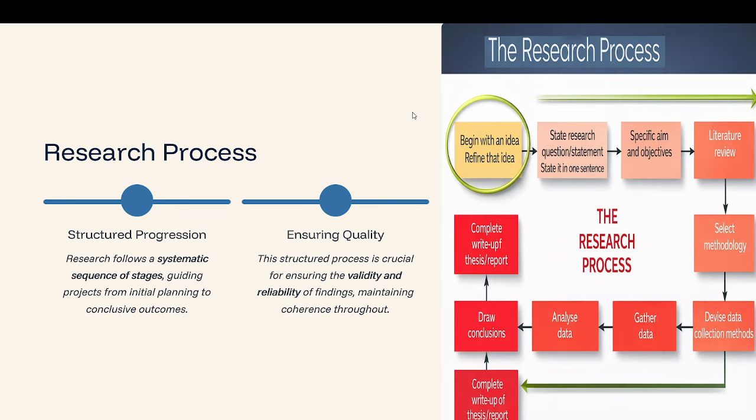an idea, which you then refine. State the research question. This is the first step you have to make. So you have to state your research question statement in one sentence, then specific aims and objectives. You should have specific objectives for your research. Then you start with the literature review, and then you select the methodology, devise the data collection methods, gather data, analyze the data, draw conclusions, and finally complete the write-up of the thesis or the report.